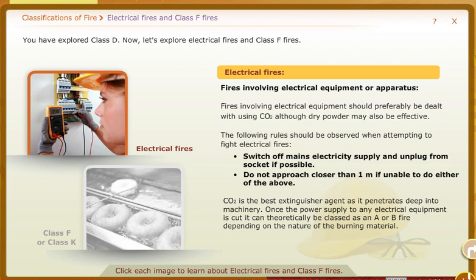Switch off mains electricity supply and unplug from socket if possible. Do not approach closer than 1 meter if unable to do either of the above. CO2 is the best extinguisher agent as it penetrates deep into machinery. Once the power supply to any electrical equipment is cut, it can theoretically be classed as an A or B fire depending on the nature of the burning material.